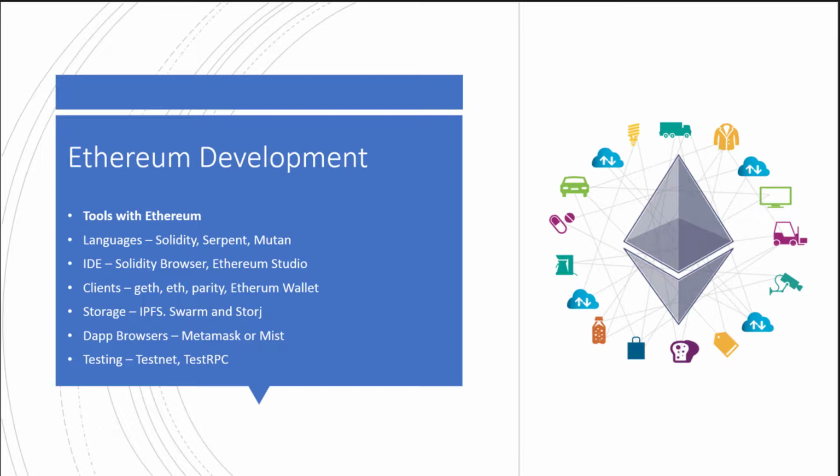Now, MetaMask is a DApp browser. Mist is also used as well. For example, MetaMask is a plugin that you could add to your Chrome, and therefore you don't have to download the Ethereum blockchain. You can go ahead and submit it via the browser instead of going through a full download of the blockchain. There are test nets out there, for example, testnet and TestRPC.